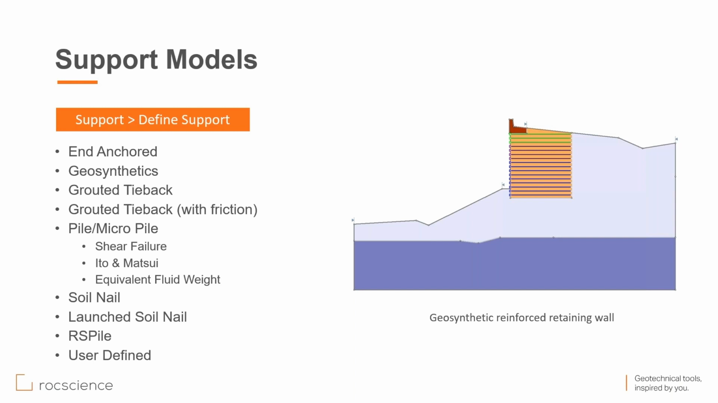We have soil nail, launched soil nail. Launched soil nail is a soil nail that's launched into the soil in cases where the slope might be almost failing. And the launcher was actually originally used to launch chemical weapons. We also have RSPile, which integrates with our RSPile software. Sina will talk about that. And if none of these suit your model, you can define your own using the user-defined.